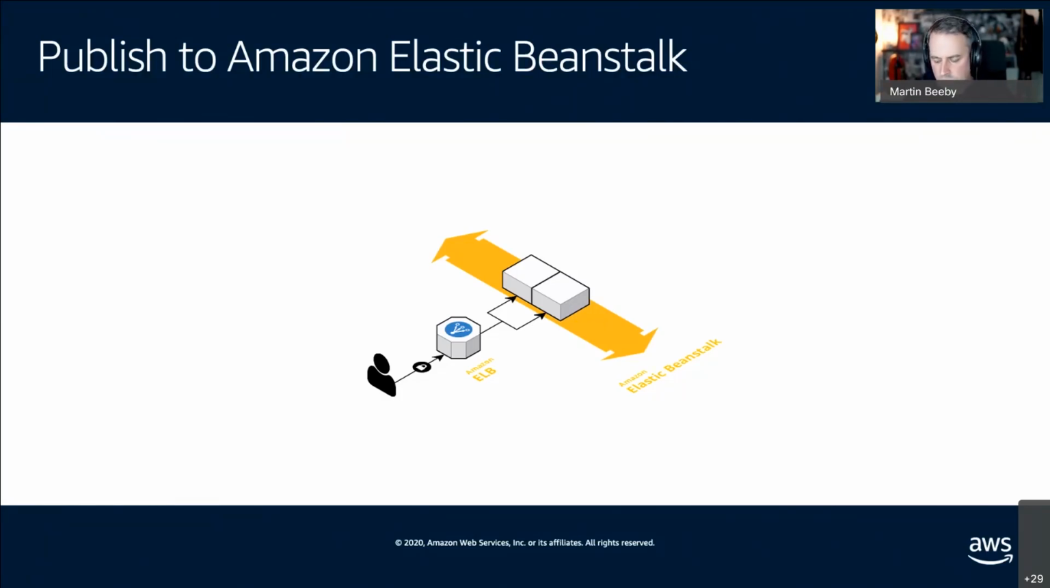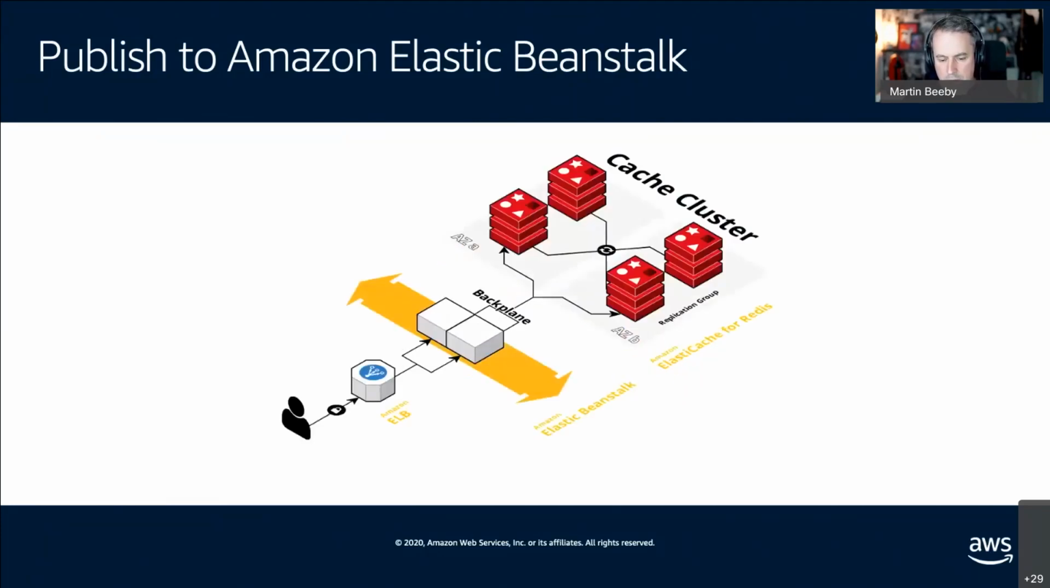Now, to do that on AWS, I would have to go and set up a backplane. And the preferred backplane for SignalR is something called Redis. We have a service at AWS called Amazon ElastiCache for Redis, which is basically a managed Redis service. So I can stand up a managed Redis service, and it's set up as my backplane.